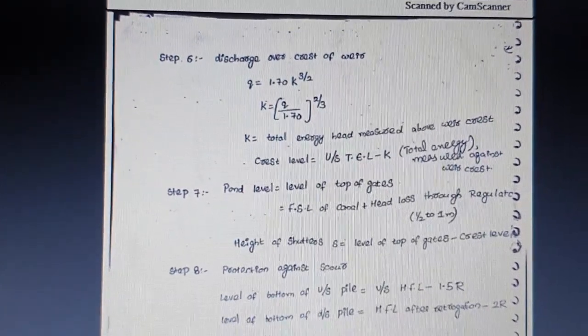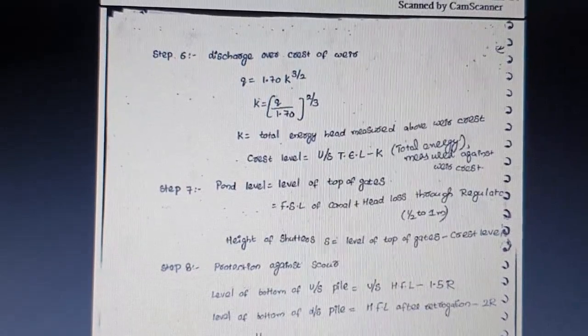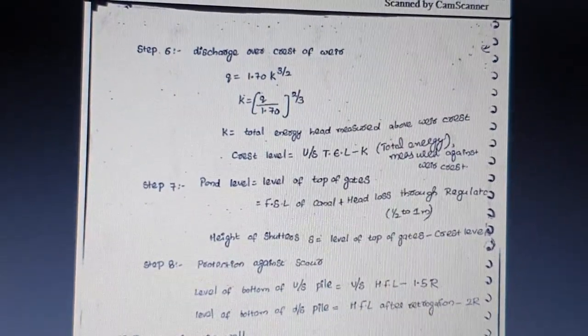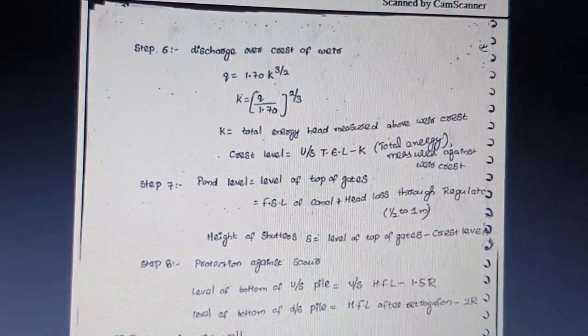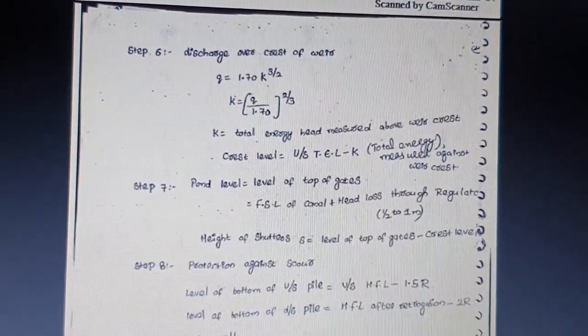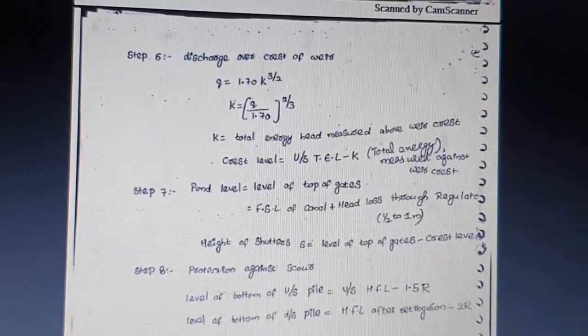And then we are also going to design the discharge over the crest of the weir, which is small q is equal to 1.70 k to the power of 3 by 2. From this we will be getting the total energy level measured above the weir crest, and crest level is nothing but upstream total energy level minus k.